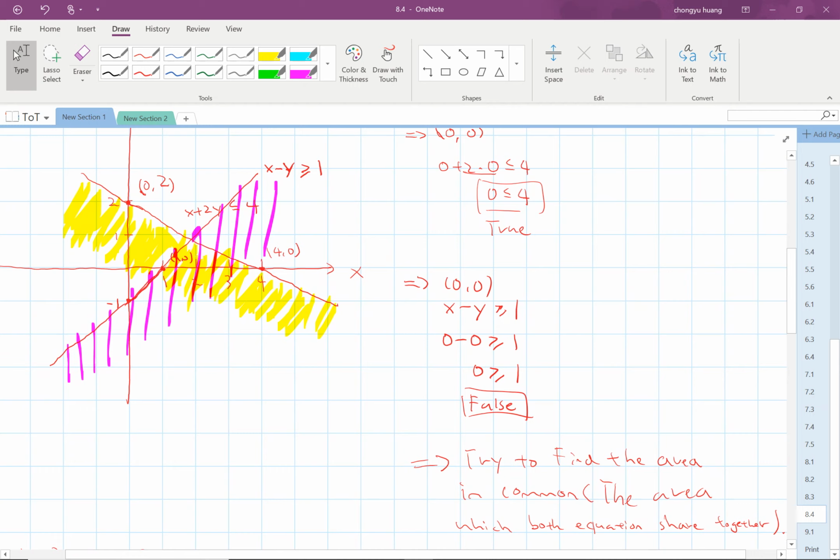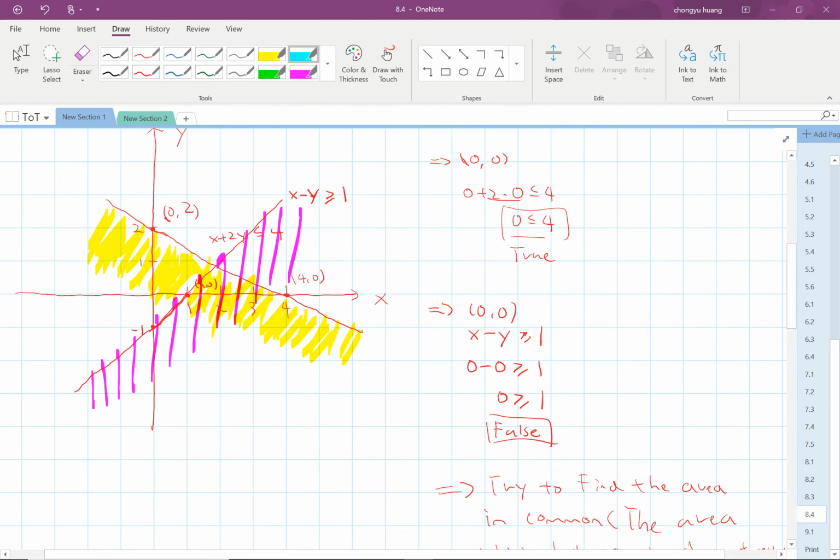Let me use another pen. So you can see the area which they share in common is somewhere over here, right? As you can see, this area, both of them have the same color, right?